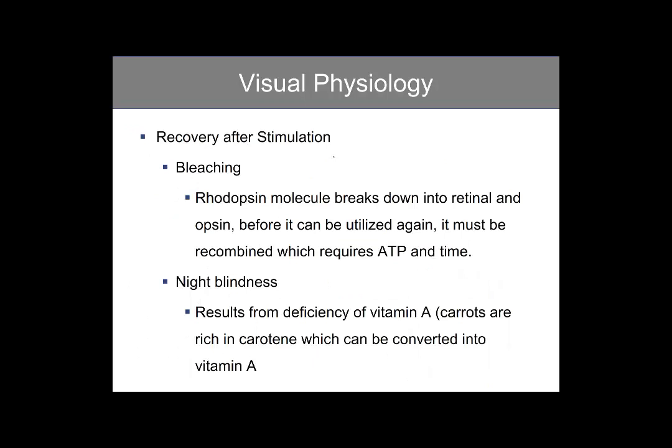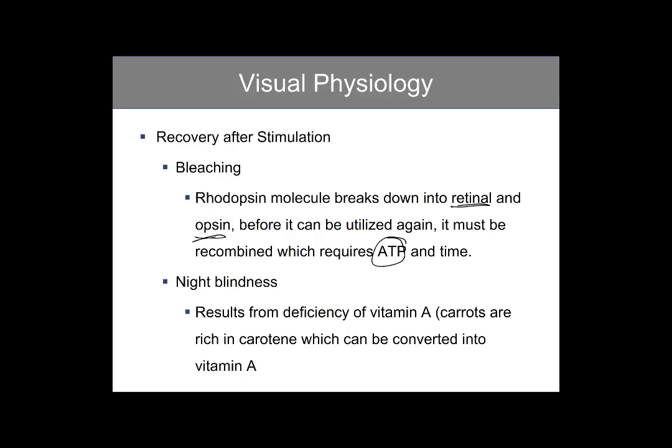Once photons of light hit the eye, what occurs is bleaching. Rhodopsin molecules are going to break down into their components, retinol and opsin. And before that particular molecule is ready to be utilized again, it has to be recombined. And this is an active process requiring both ATP and time.